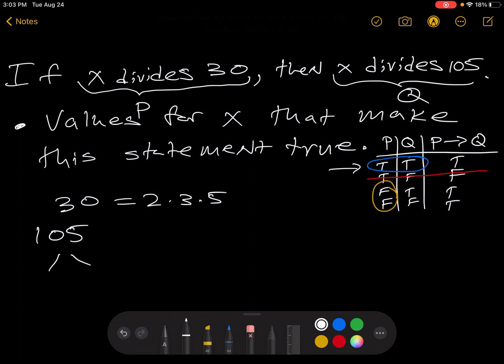105. Let's see, well, 105 ends in a 5, so we know it's divisible by 5. Anything that ends in a 5 or a 0 is divisible by 5. Now how many times does 5 go in there? Whatever that is, you'd have 105 is equal to 5 times that thing. So that thing is 105 divided by 5. All right, so let's do that division now.